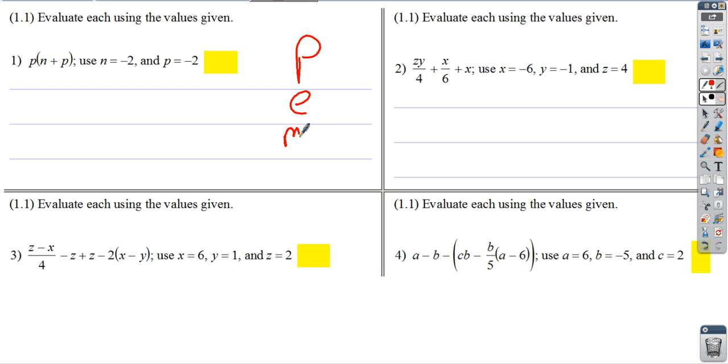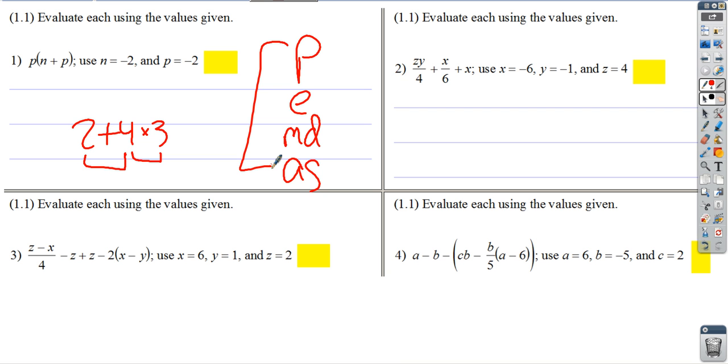This is the well-known acronym for how to use the order of operations. The point behind order of operations is if you have a problem like 2 plus 4 times 3, should I add first or multiply first? Because if you try it, you'll get two different answers. The answer that mathematicians came up with is PEMDAS.